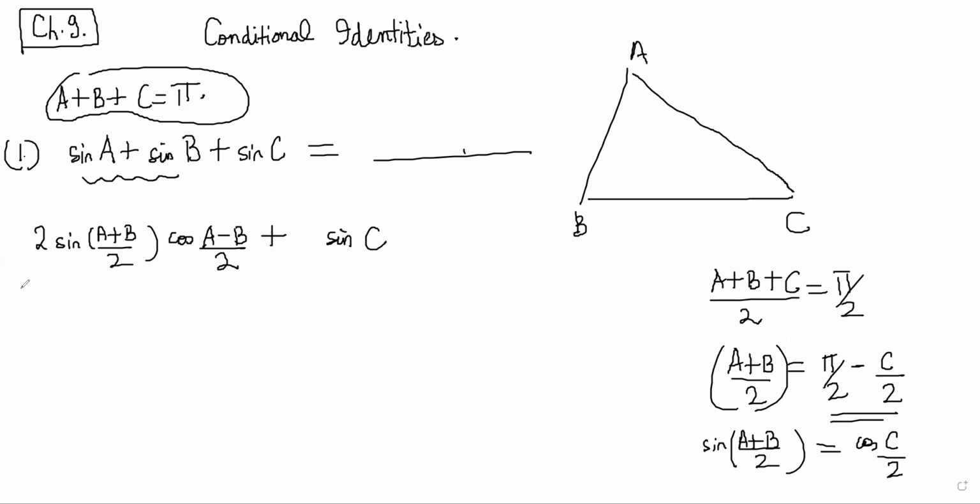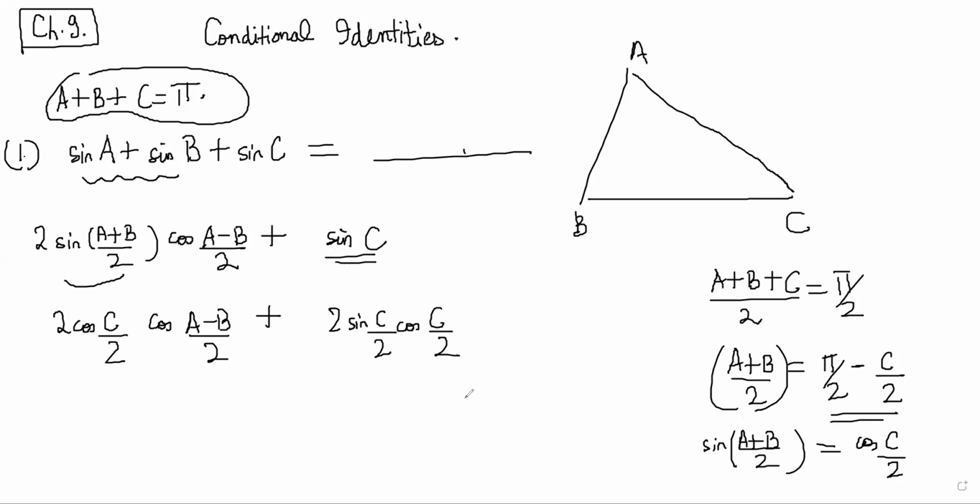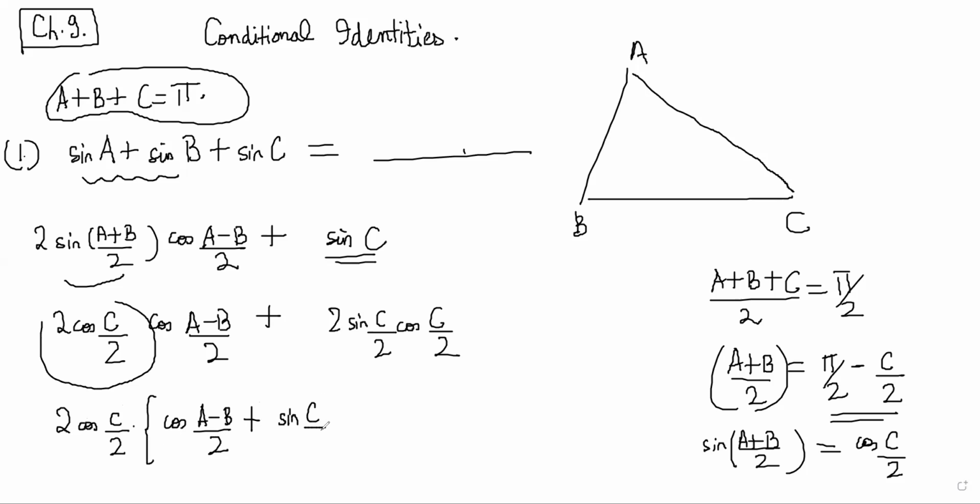So this part I can write as 2 cos C by 2 cos (A minus B) by 2. And how can we convert sine C here? Why do we need to convert sine C? Because I want to take something common with this. So I'll write this in half angles: 2 sine C by 2 cos C by 2, right? So now you can take 2 cos C by 2 common between these two. Taking 2 cos C by 2 common, you get cos (A minus B) by 2 plus sine C by 2, right?